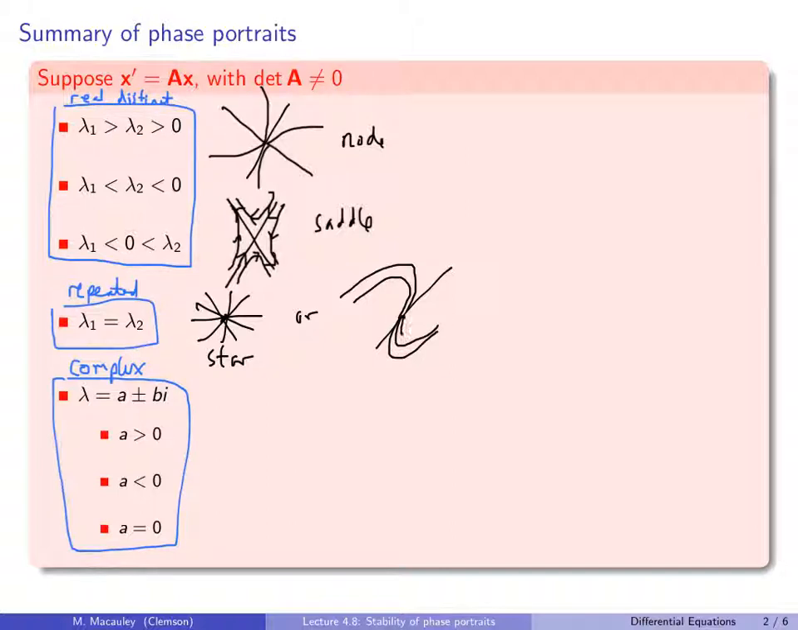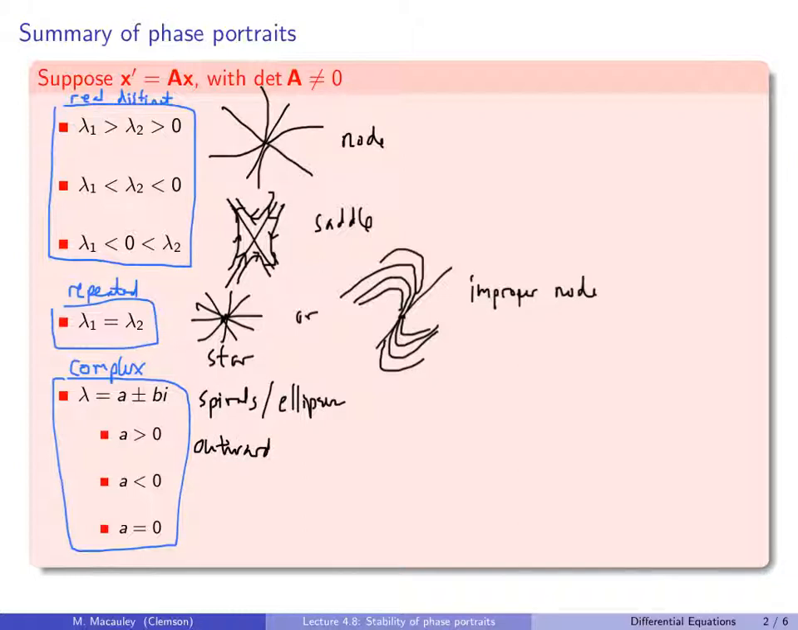It's obnoxious because there's a lot more work to solve this system when you have a repeated root, as you remember. And finally, the complex case: these are going to be spirals or ellipses, or some combination, like spiraling ellipses. When the real part is positive, we have outward spirals. When it is negative, the spirals are inward. When it equals 0, they are concentric. Not really sure if I spelled that right, but the picture is what matters. So that's a summary of what the phase portraits look like. Again, this is when the determinant is non-zero. We'll talk about the case when it is 0 shortly.